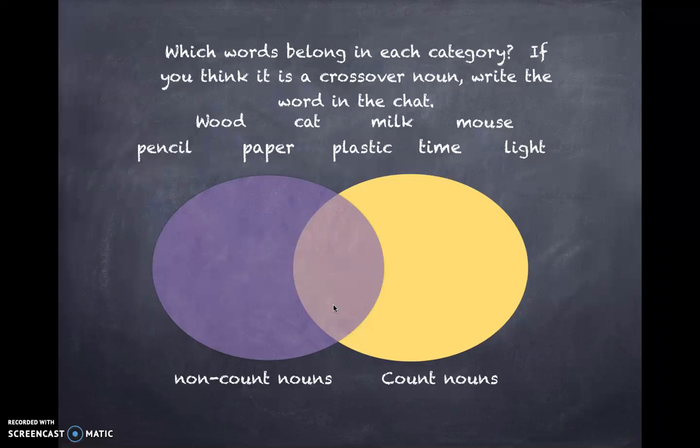Let's see what you can do. Look at the words below. See which ones should be considered non-count only, which ones are count only, and which ones can be considered crossover nouns. The words are wood, cat, milk, mouse, pencil, paper, plastic, time, and light. You can use the rules for determining count and non-count nouns from your textbook or from the first slide in our presentation.